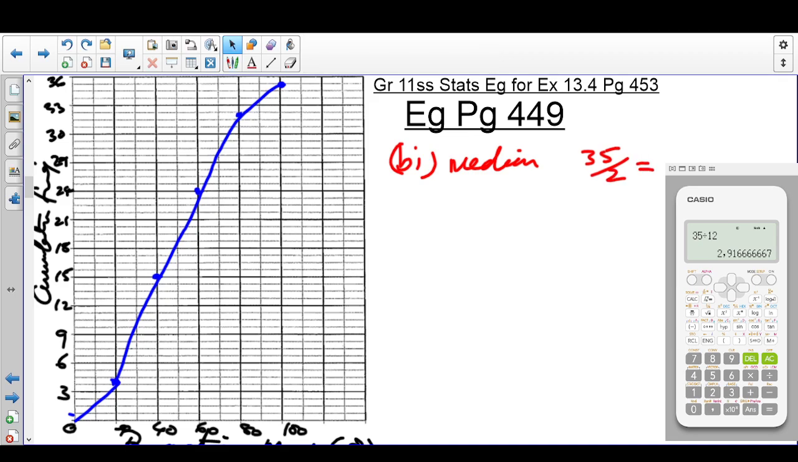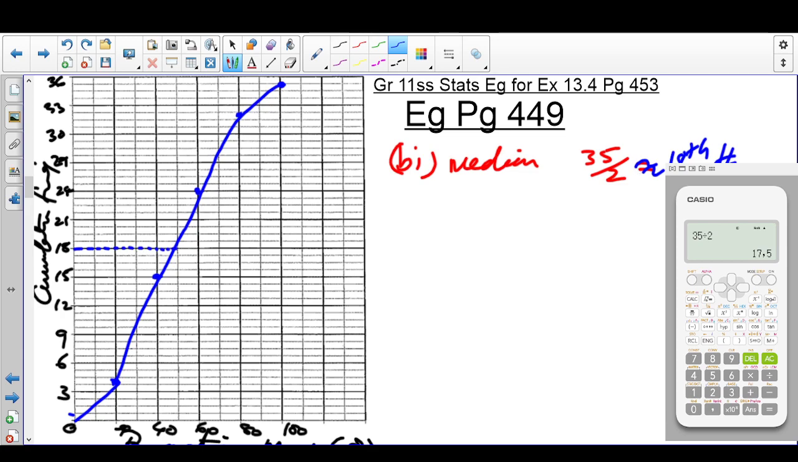So it's an odd amount of numbers, so there's going to be one number in the middle. 35 divided by 2 gives you 17.5, so it's the 18th number. So it's approximately the 18th person or the 18th entry. When we look at that cumulative frequency, the 18th entry is here.